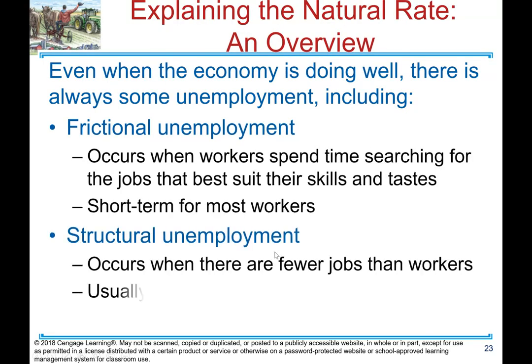Explaining the natural rate, an overview. Even when the economy is doing well, there is always some unemployment, including frictional unemployment and structural unemployment. Frictional unemployment occurs when workers spend their time searching for the jobs that best suit their skills and tastes. It is short term for most workers. Structural unemployment occurs when there are fewer jobs than workers. Usually it's long term.